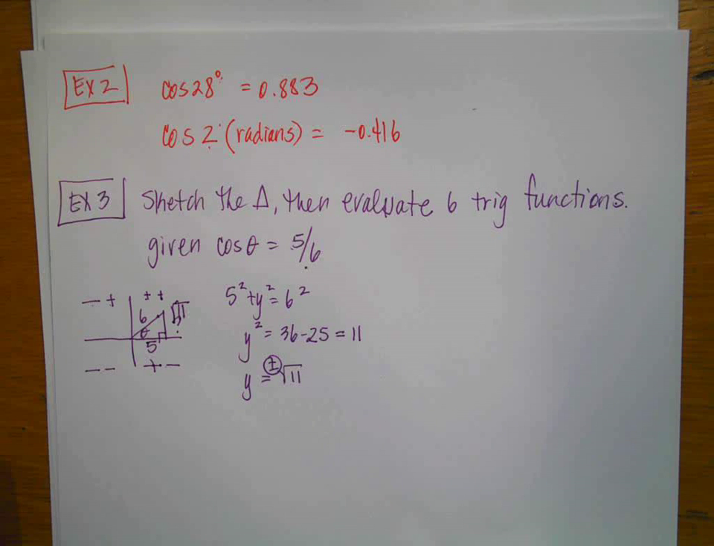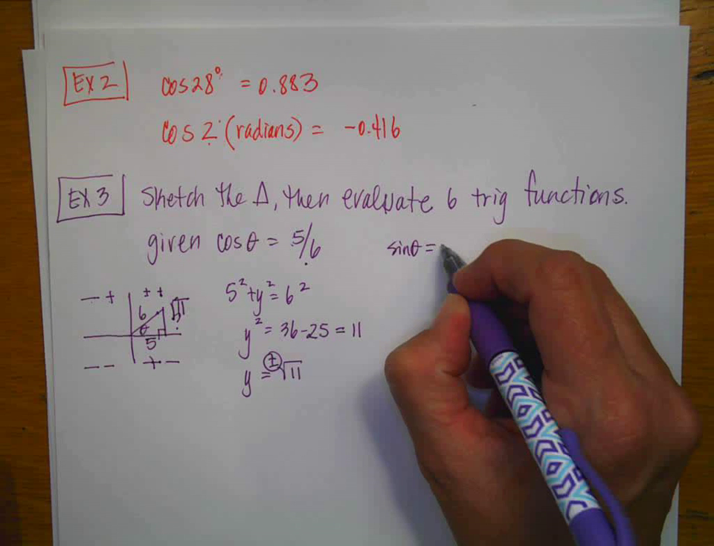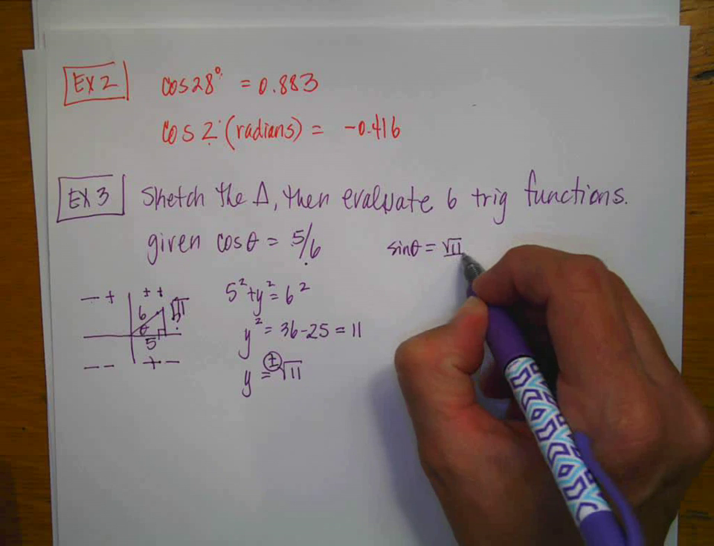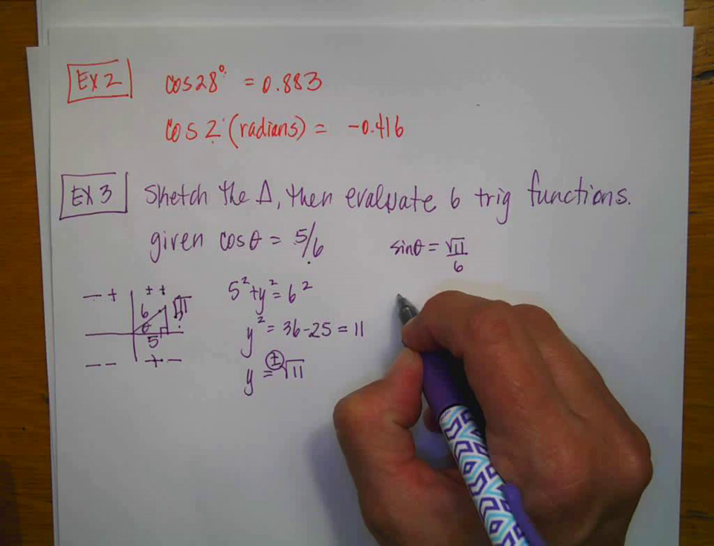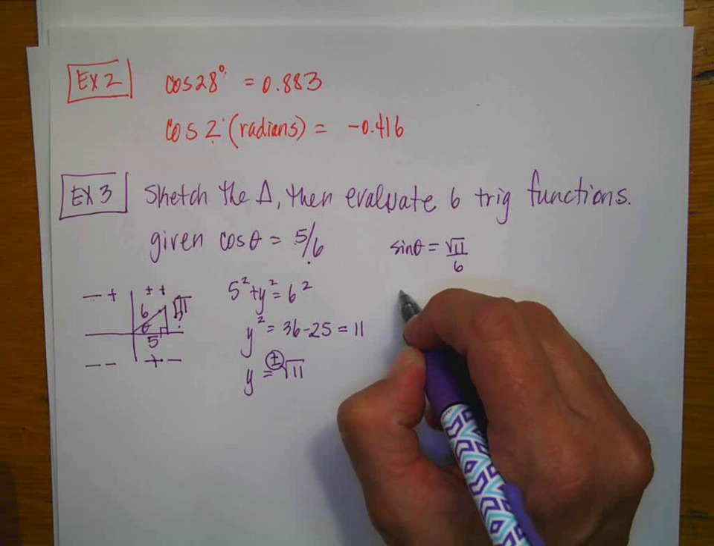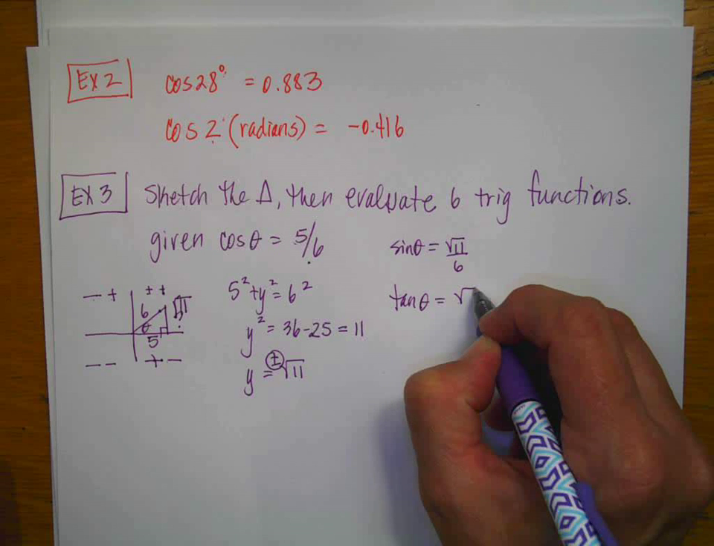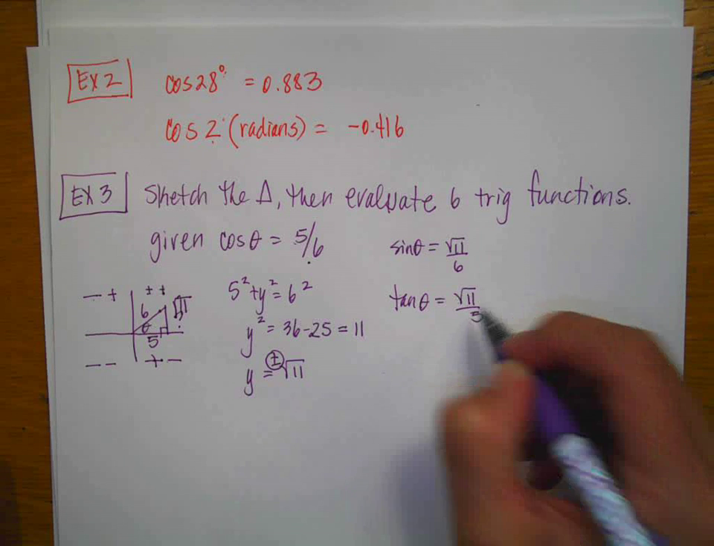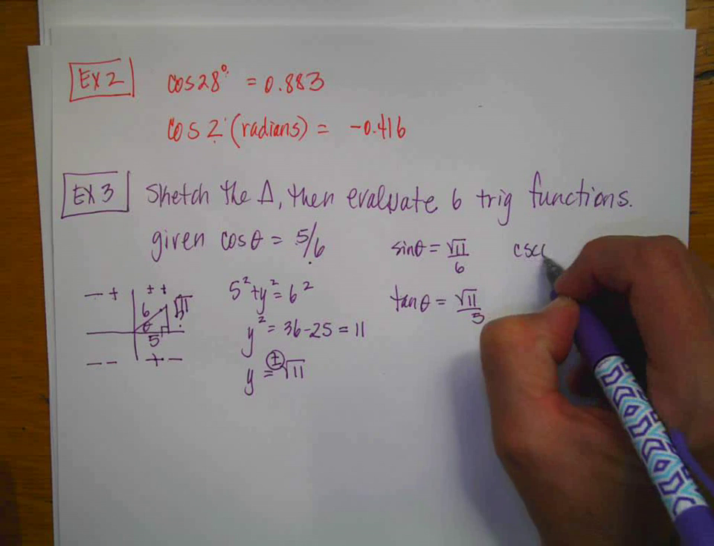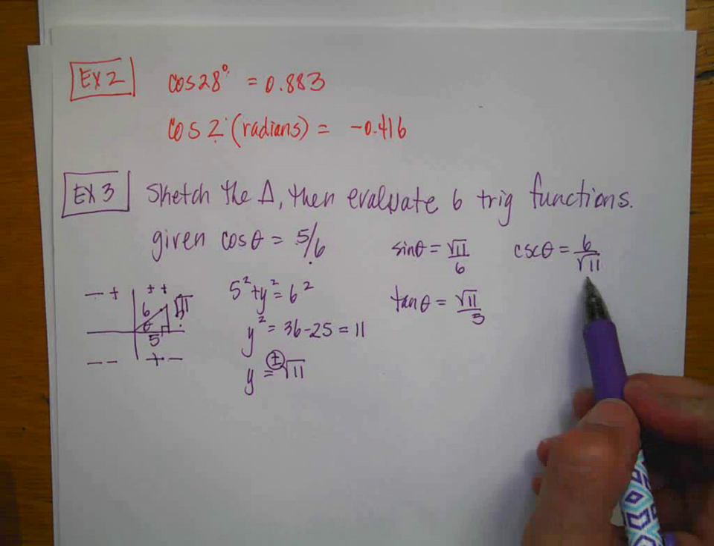Well, now it's easy to come up with my ratios. So the sine of theta is y over r, so it's going to be the square root of 11 over 6. Cosine was given, so I don't need to report cosine. The tangent of theta is y over x, so it's going to be the square root of 11 over 5. The cosecant of theta is 6 over radical 11.